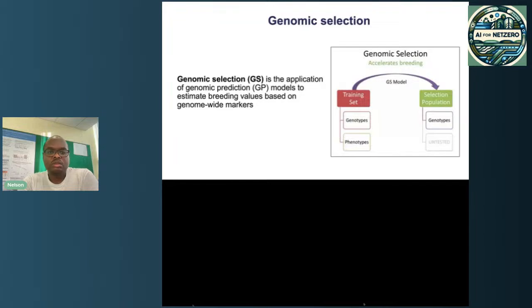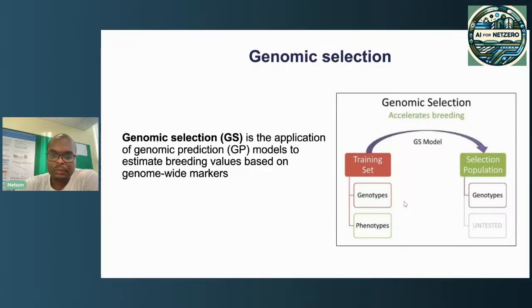So just as an introduction, genomic selection is the application of genomic prediction models to estimate the breeding values based on genome-wide markers. These breeding values are the ones that are used to make decisions in a breeding program for selecting superior varieties to advance or to release to farmers. And how the process goes is, we have a training set and we have the prediction set. The training set has the phenotypes. The phenotypes are the data that you collect in the field.